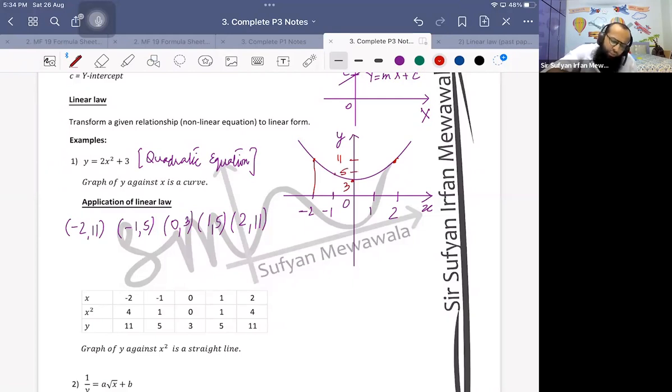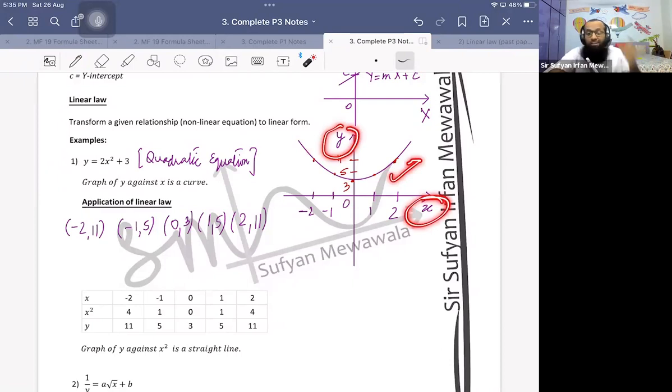Just don't check out the scale, because it's just to clear the concept as of now. We are not focusing on the scale right now. So the points are -2, 11, -1, 5, 0, 3, 1, 5, and 2, 11. If we plot the graph of y against x, we'll see that a curve will be made, and that curve will be a quadratic curve.